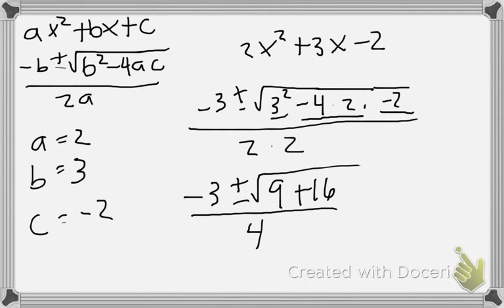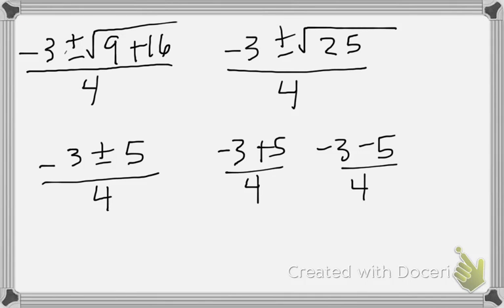Looking at our original equation, we know that this is a parabola because it's got an x squared in it. And so it's going to cross the x-axis 2 times, most likely. So here we are. We need to solve these two equations.